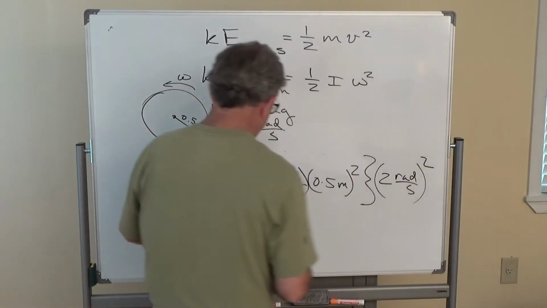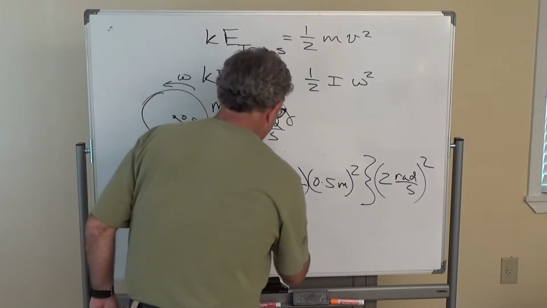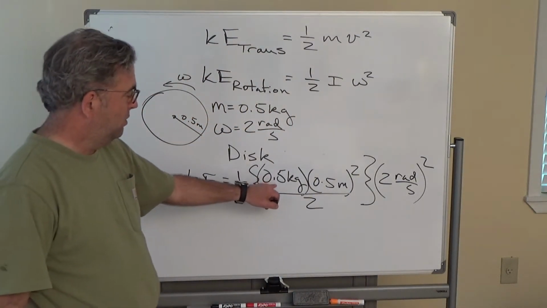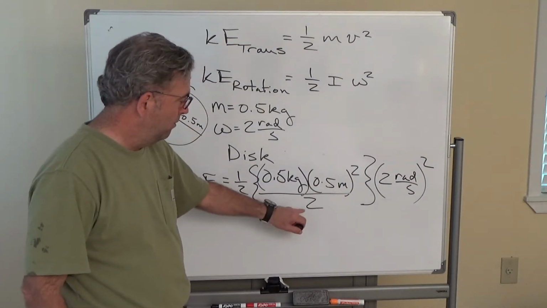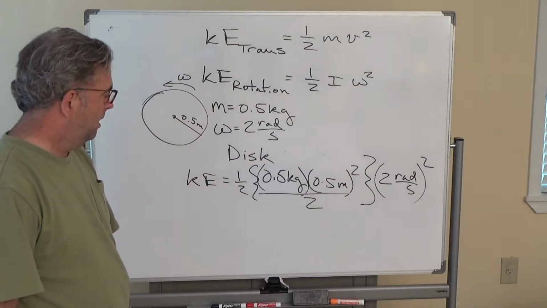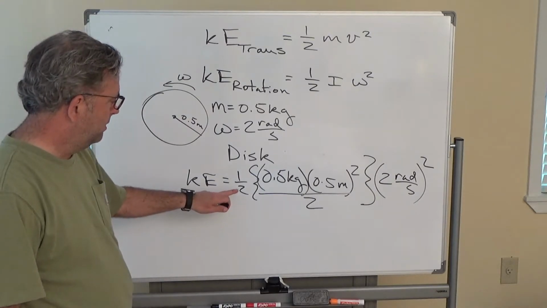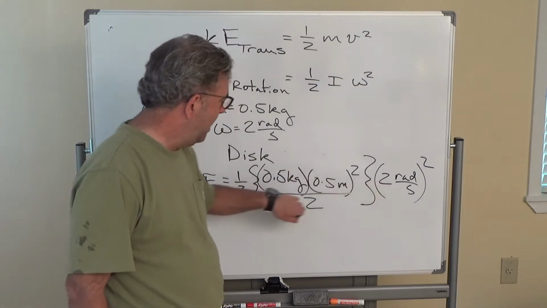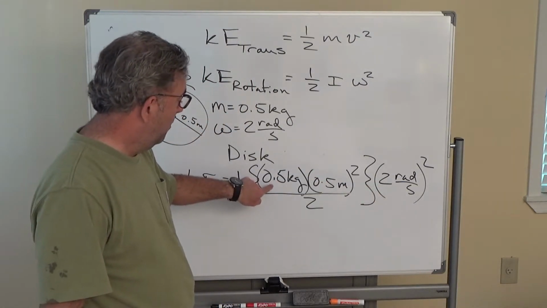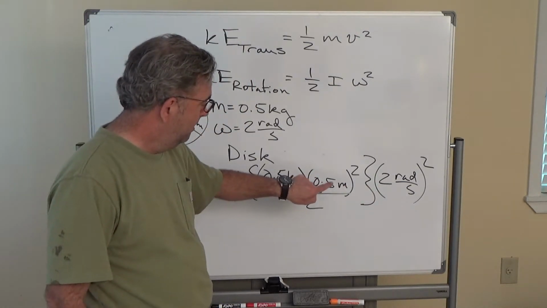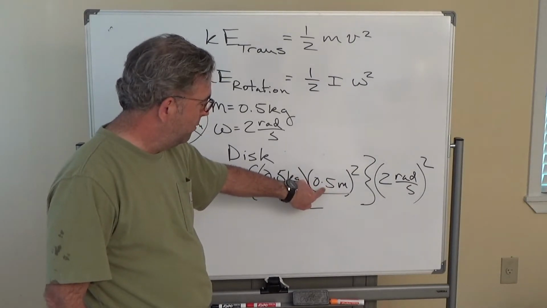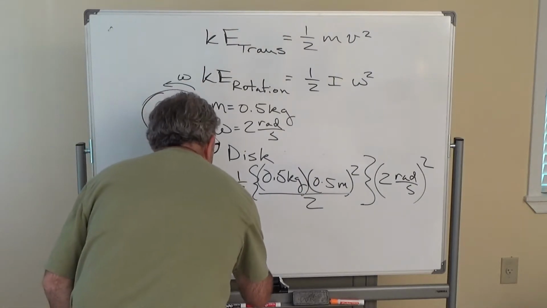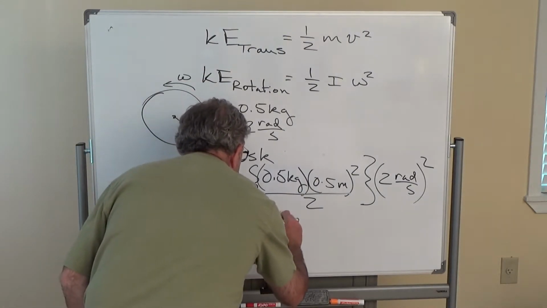And I left out something. I need a 2 here, because for the disk, it's mr squared over 2. Okay? I think this is pretty simple. I've got a half, that's 2 squared, that cancels out. So I have 1/2 times 1/4, which is 1/8. So this is equal to 0.125.